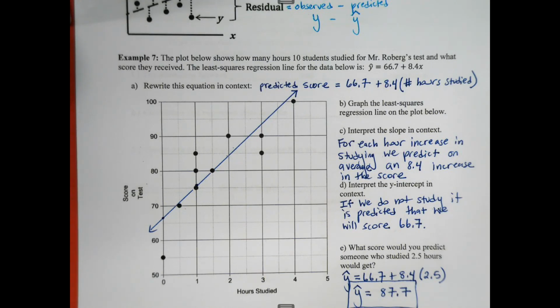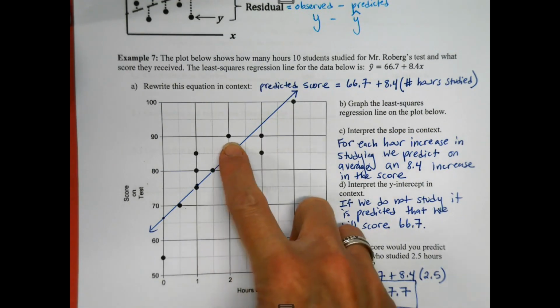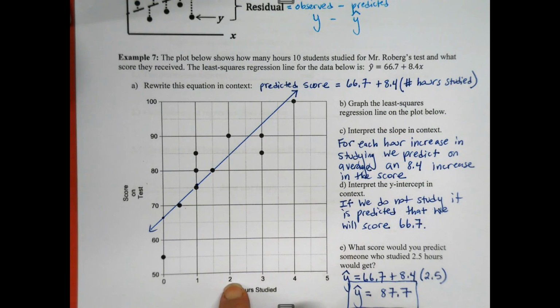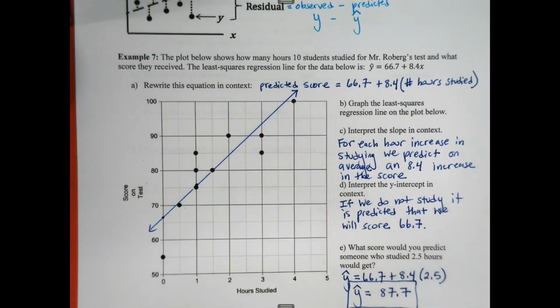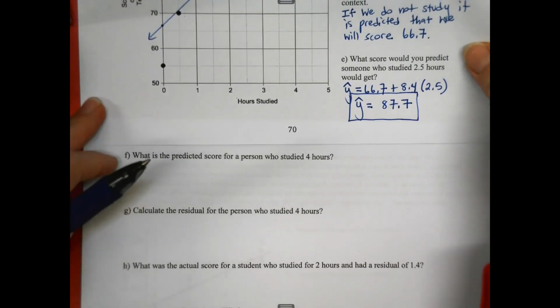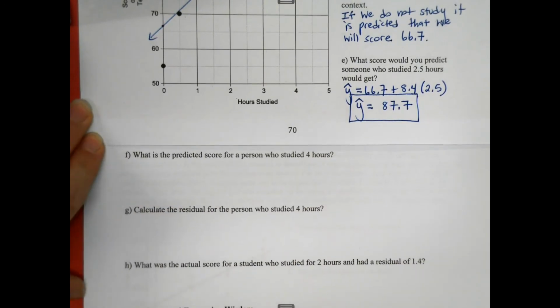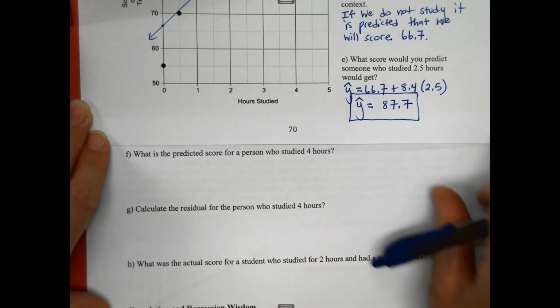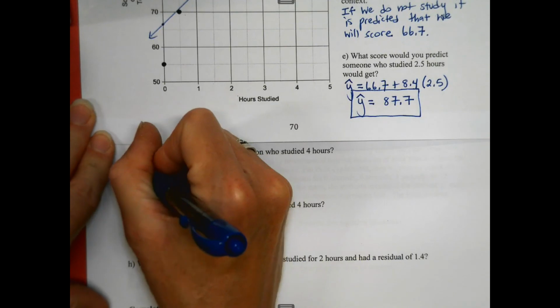That might not necessarily occur. And what actually happened here, a person that studied for 2 hours scored a 90. But based on our least squares regression line, that is what we are predicting. Part F, what is a predicted score for a person who studies 4 hours? Again, we're just going to have to substitute 4 into our equation.